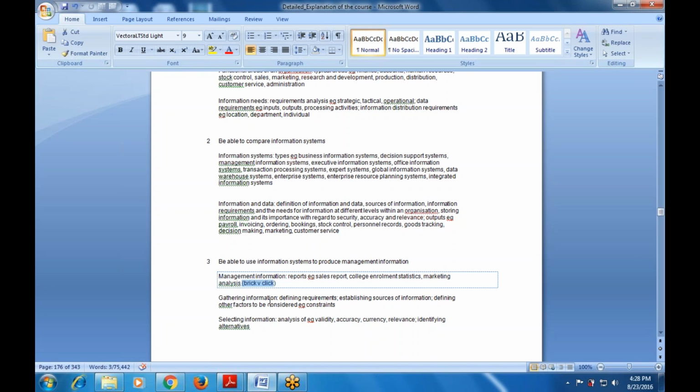Then the last one is selecting the information. How we can select the information. That includes the analysis of data, including validity, accuracy, currency, relevance, and identifying the alternatives. That is selecting the information.